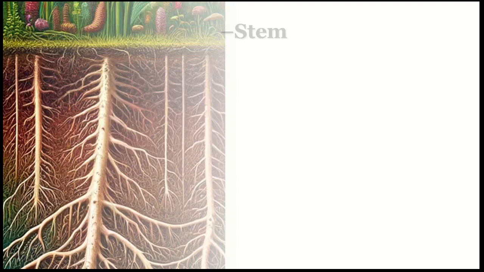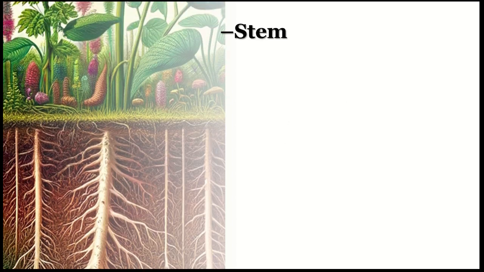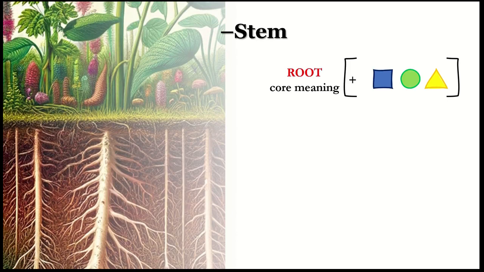Then comes the stem. This is the form you build on. It includes the root and maybe other parts, but no grammatical ending yet. In builder, the root is still built, but the stem is builder, a new base that already carries an expanded meaning. In English, the root and the stem often coincide.